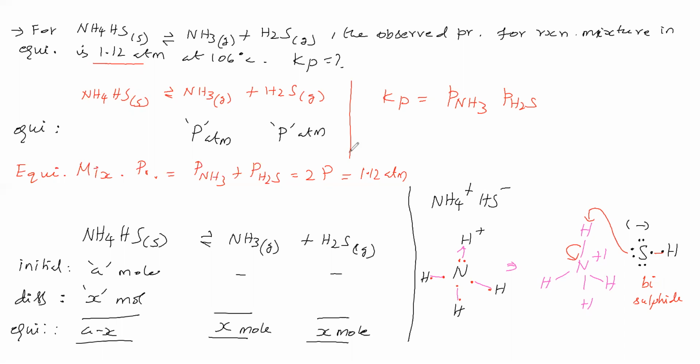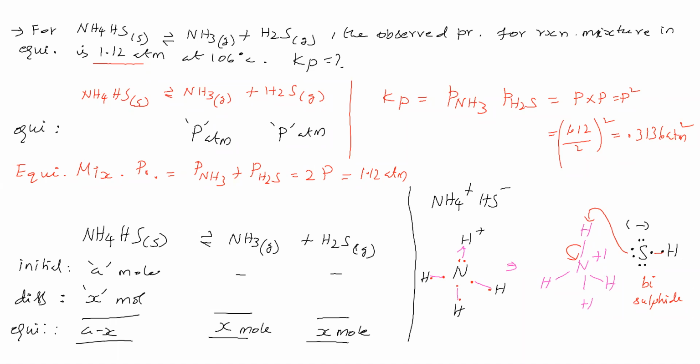Now the next step: we want Kp. Kp equals the pressure of ammonia times the pressure of H2S. The pressure of ammonia and H2S are equal, so Kp equals P times P, which is P square. Now this P value we substitute: 1.12 by 2, squared. This gives Kp, which is 0.3136 atmosphere square.